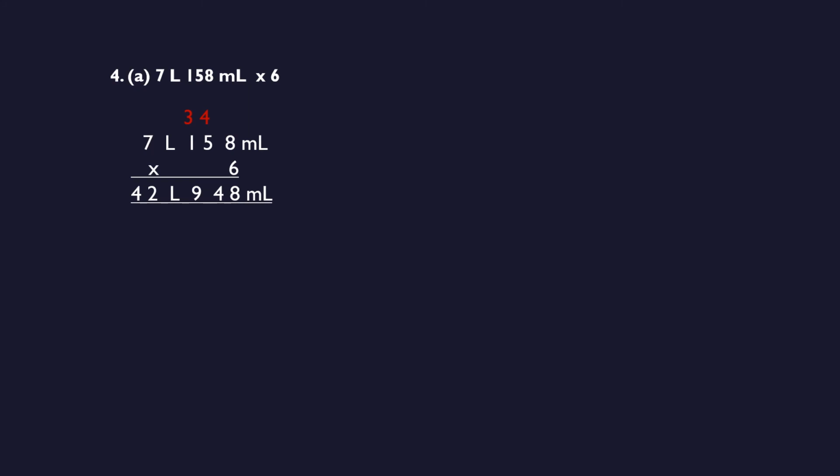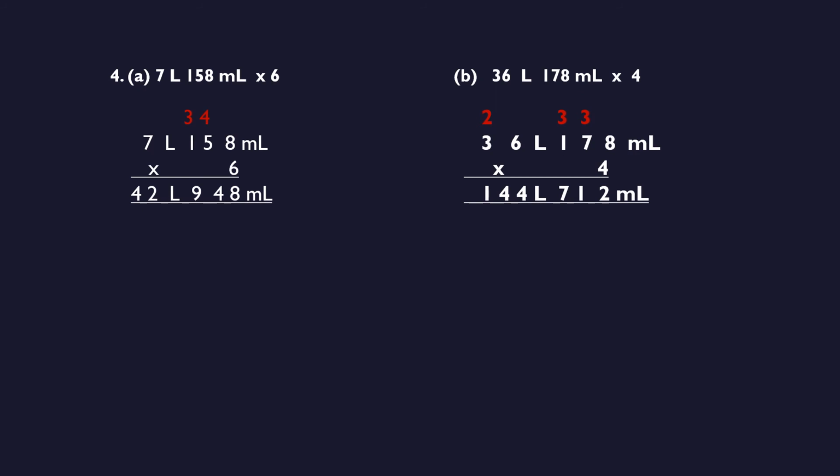Then come towards the liter side. 6 sevens are 42 liters. So the total answer is 42 liters 948 milliliters. Then 36 liters 178 milliliters multiplied by 4. Now 4 eights are 32. So write 2 in the answer part and 3 as carry. Then 4 sevens are 28 plus 3, 31. 1 you write in the answer part and 3 as carry. Then 4 ones are 4 plus 3, 7. So 712 milliliters you will get on the milliliter side.